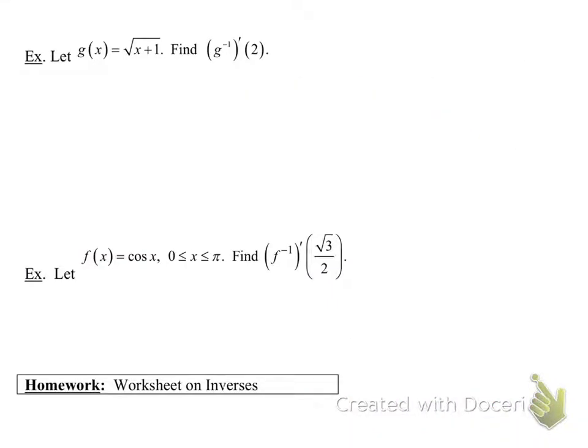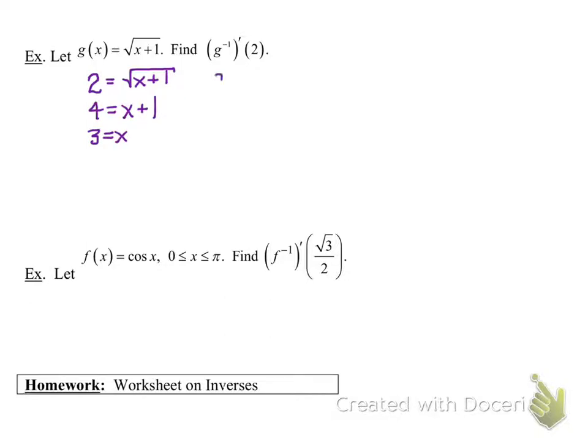Now we're going to find the derivative of the inverse of g at 2. So first we need to find g prime of x, and we also need to figure out what value of x gives us a y value of 2. So by that I mean use this little doohickey to figure out what x is. We've got 4 equal to x plus 1. So 3 equals x.